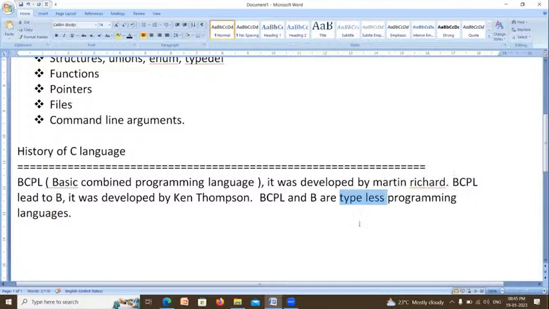In the same manner, in data also there are some types. Those are called data types. BCPL and B don't support data types, so they are called typeless programming languages.